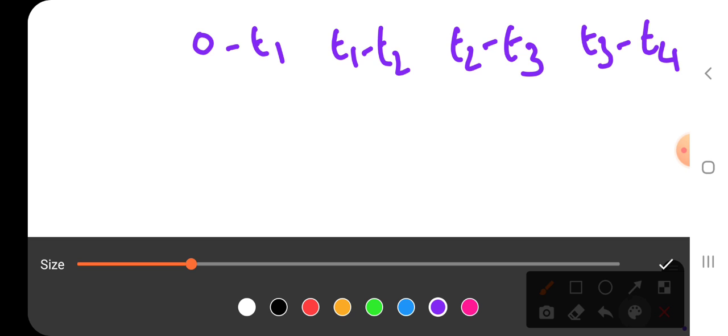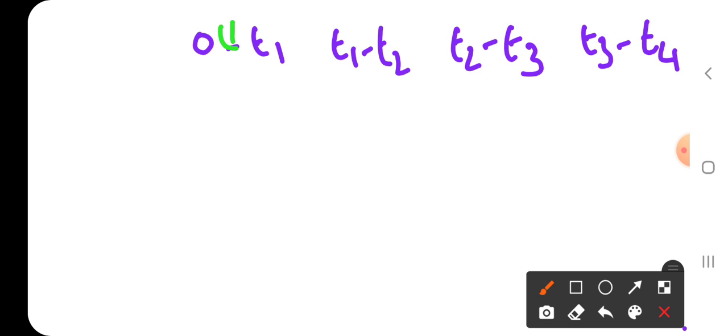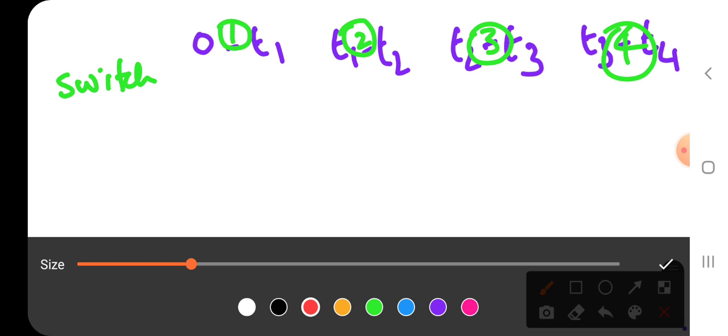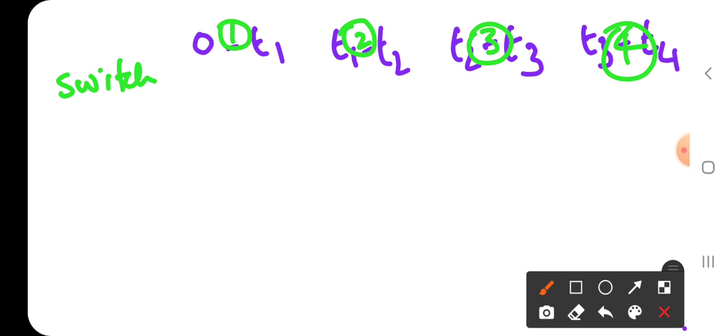This is mode 1, mode 2, mode 3, mode 4. In the first mode, which switch is on? Just tell me, which switch is on in mode 1? D2 is on. Next CH1, next D1, CH2.